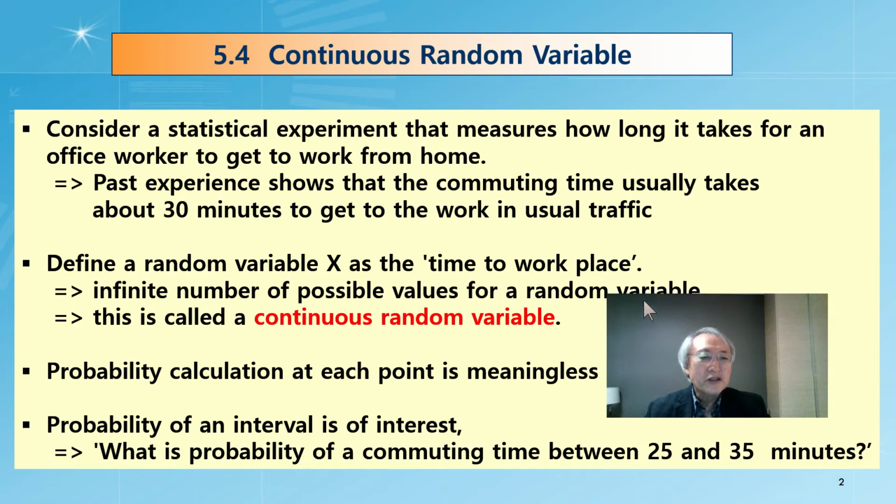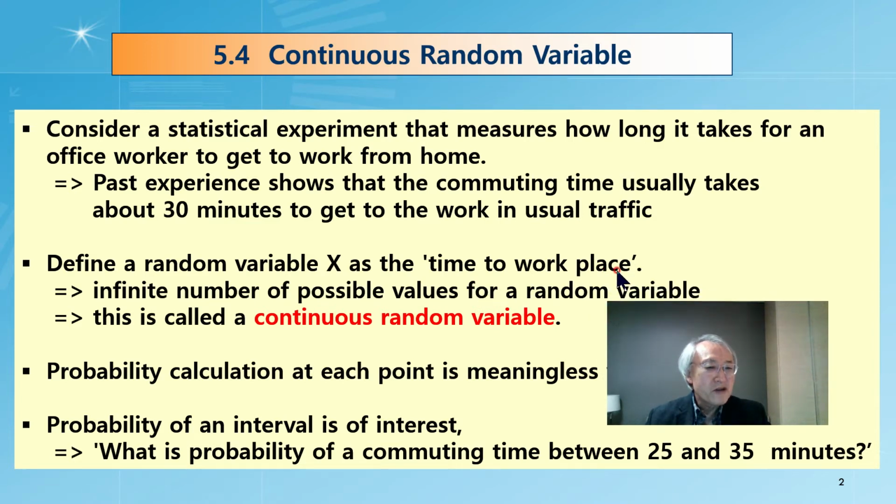If you consider time to workplace as a random variable, it will be some number, but it will be close to 30 minutes, but we don't know exactly what. Depending on the traffic, it can be 25 minutes, 35 minutes, or sometimes a terrible situation where you cannot go. Okay, there are all kinds of possibilities of a real number. We call this a continuous random variable.